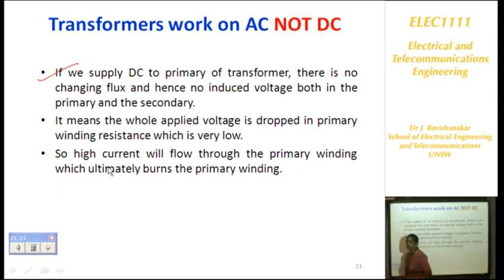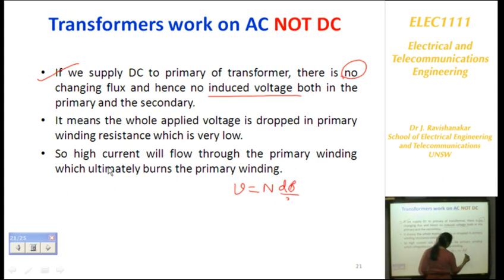Still, whenever a current flows through a winding, it will always produce a flux. So in this case also, there will be flux, but there is no change in flux here. The flux remains constant. Because the DC voltage is constant, the flux is also constant, and hence no voltage is induced. Because we know that for voltage induction, we need to have dφ/dt. So what happens with the DC? This dφ/dt becomes 0. So therefore there is no voltage induced in the coil.